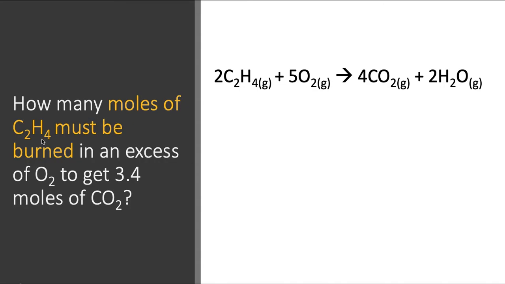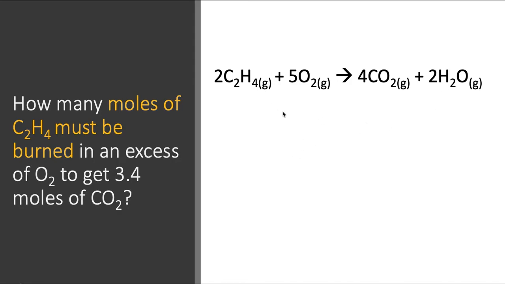How many moles of ethane, C2H4, must be burned in an excess of oxygen this time to get 3.4 moles of CO2? So now I'm looking at the other two compounds. I have an amount of CO2 that's being produced, and I have to figure out how much ethane was burned to produce that amount of CO2. So you can relate anything. If you know an amount of product, you can figure out how much reactant was there to begin with. Or if I have an amount of reactant, I can figure out how much product I'm going to make.